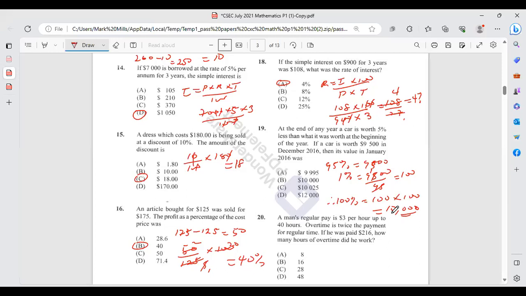Sir, this question, isn't it like the other one? Yes, but they reverse the order. It's the same thing, but they reverse the format.